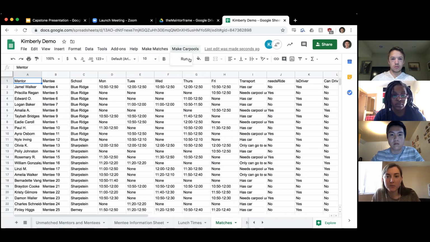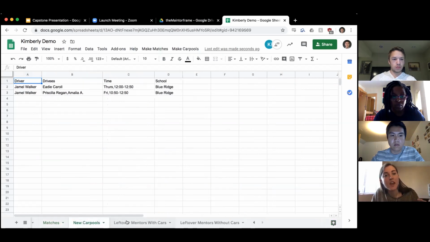So if you click make carpools, run that. The output is not exactly as we would expect for this one yet, and we're still working on it, but this will give you the general idea of what it outputs. If you keep going, this creates the new carpools. You can have up to 4 people in each car, and it will automatically put people together. It will also say what time and what school they're at.